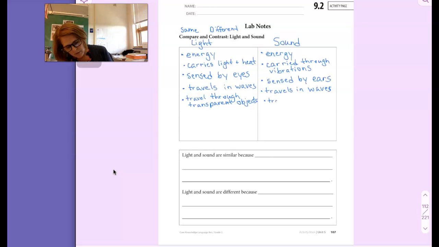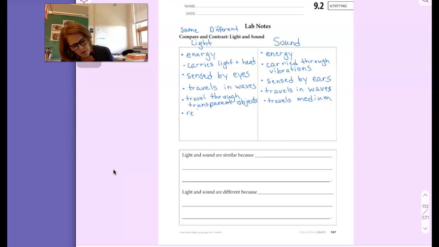Sound travels through a medium, and I'm going to skip a couple words. Travels through a medium, which is whatever is helping to carry the sound. So when we tap on the desk, the desk is the medium. When we talk into a wall, the wall is the medium. It's the thing that sound is going through.